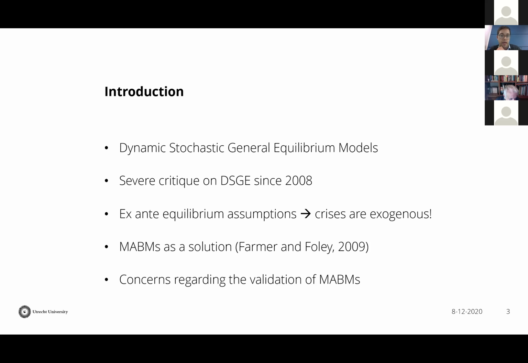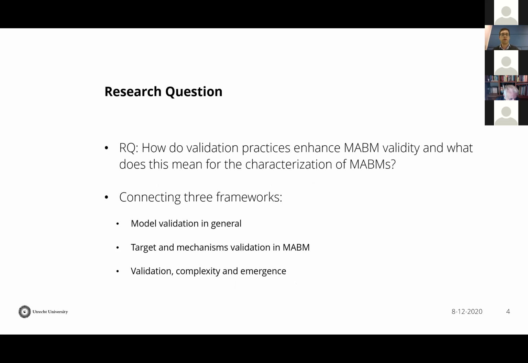But one of the things that has hampered the adoption of macroeconomic agent-based models has been concerns regarding the validation of agent-based models. So the research question of this paper is to provide a deeper understanding of how macroeconomic agent-based models, in the way that they are validated in practice, how this enhances the validity of these models. And also to come to a characterization of macroeconomic agent-based models in the light of this validation practice.